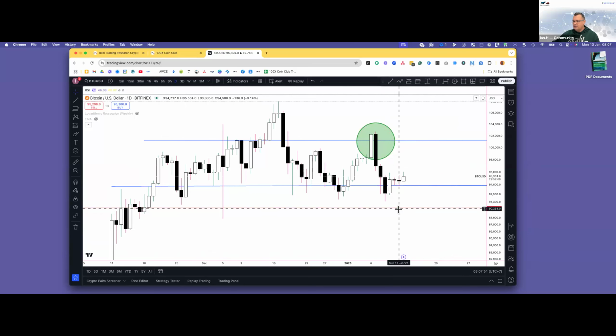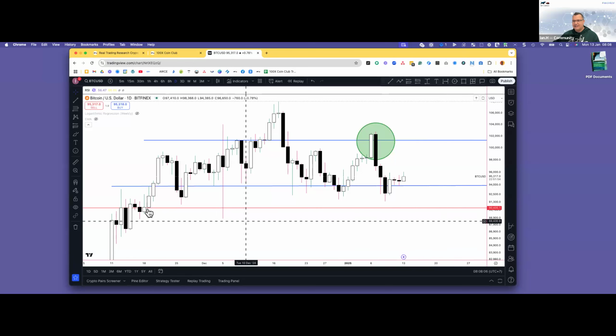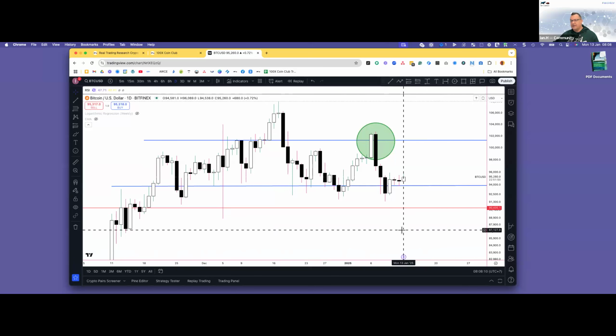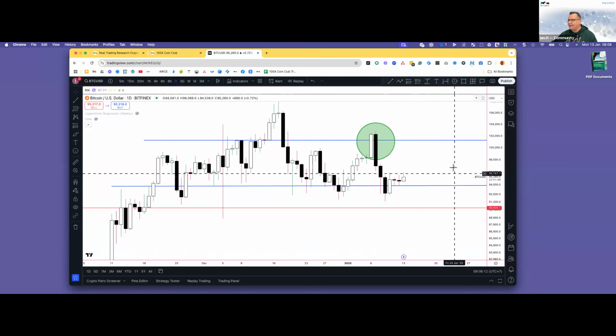then you would be looking at something around, eyeball measurement here, which is good enough, around 90,000. Yeah, it could go a little bit lower. You could extend this line down a little bit, but in general, that would be a liquidity pool, and that's where I'd expect price to go if you broke down.